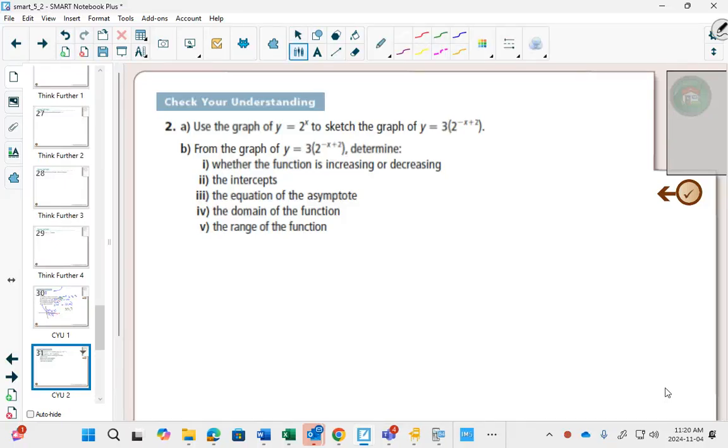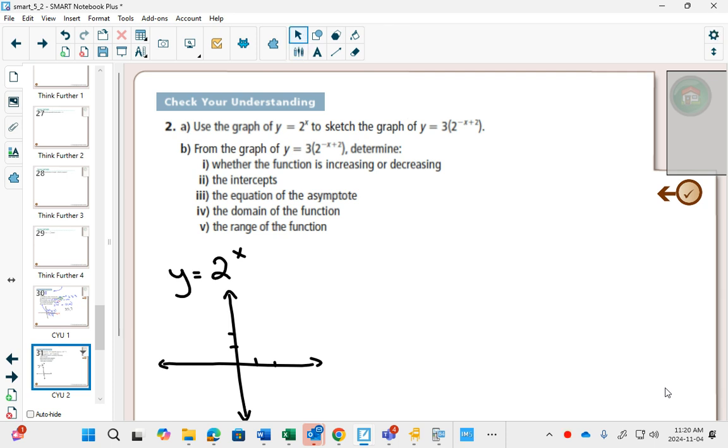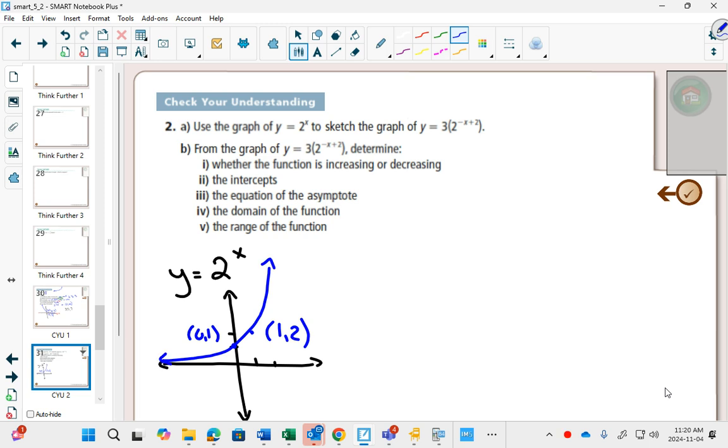So when you're graphing and you're asked to graph 3 times 2 to the negative x plus 2, first of all, you would think of your parent graph, which is 2 to the x, and it's always going to have 0, 1, and this time if I plug in 1, I'd get 1, 2, with an asymptote at y equals 0.